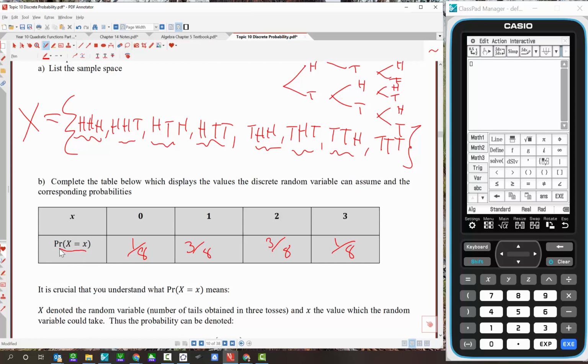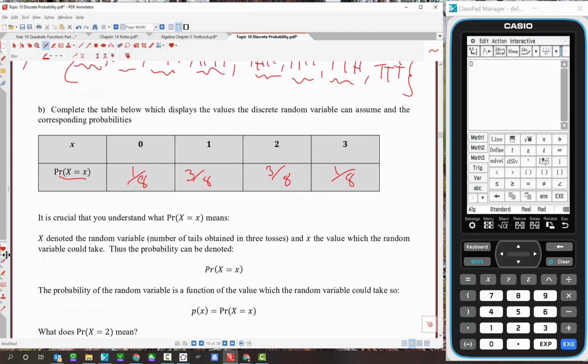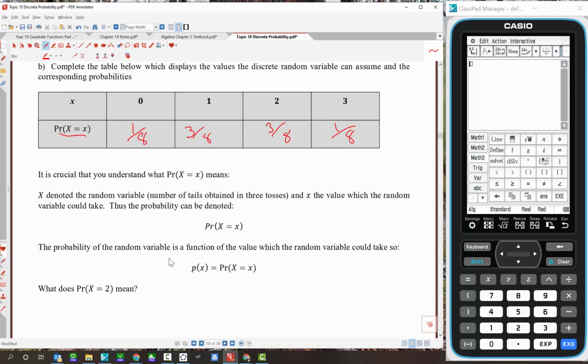Really crucial that you understand what that is actually saying. So capital X denotes a random variable, in this case the number of tails obtained in 3 tosses, and lowercase x is the value which the random variable could take. So x could be 0 tails, 1 tail, 2 tails, or 3 tails. Thus the probability can be denoted as the probability of X, the random variable, equals lowercase x. The probability of the random variable is also a function of the value which the random variable can take.